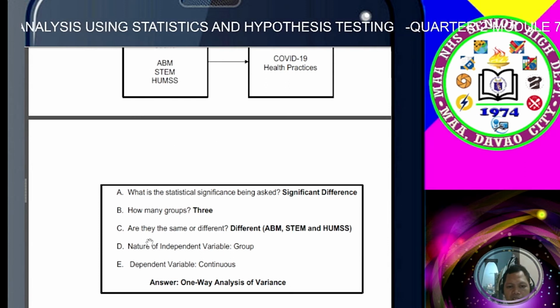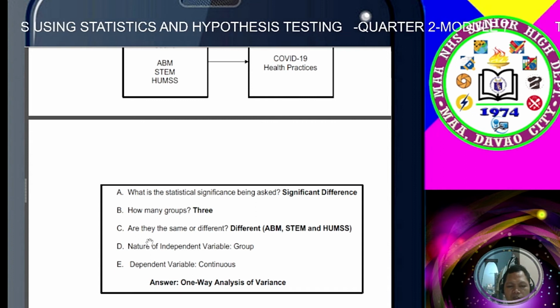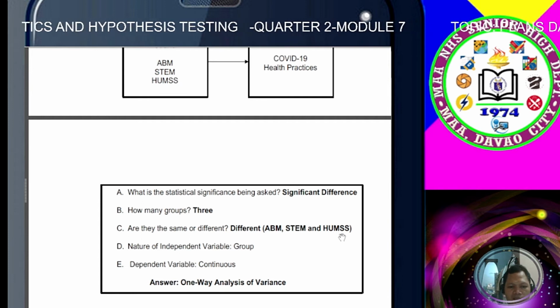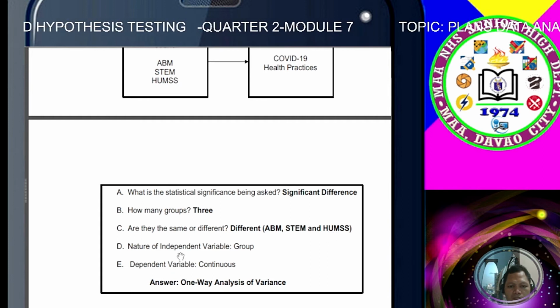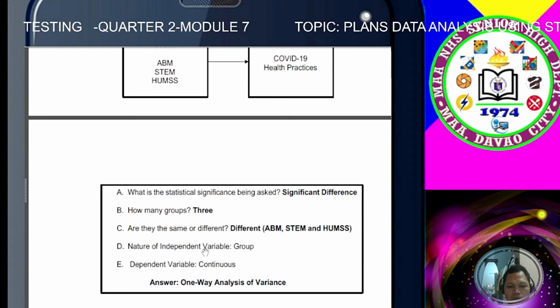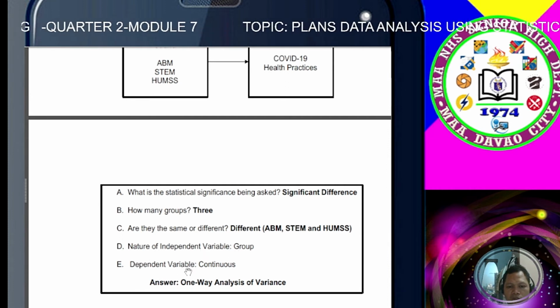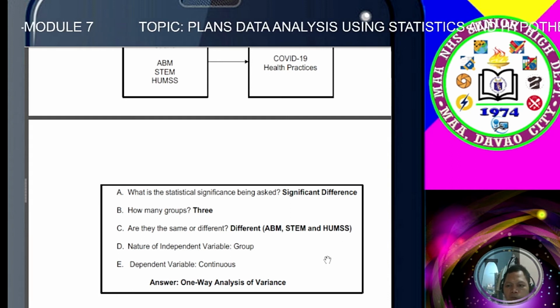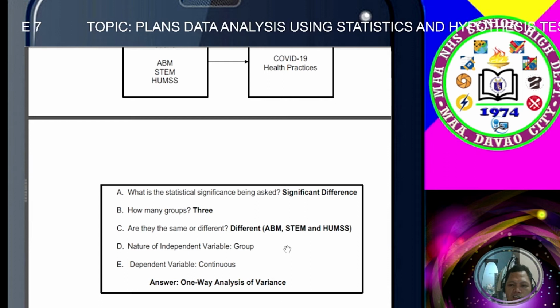And letter C, are they the same or different? They are different, because they come from different tracks. Then, what type of data are we dealing with? The IV here is group, the DV is continuous. So our answer is, we will use the one-way analysis of variance, or one-way ANOVA. Okay, so I hope it is clear.